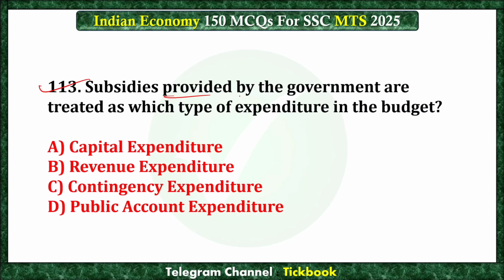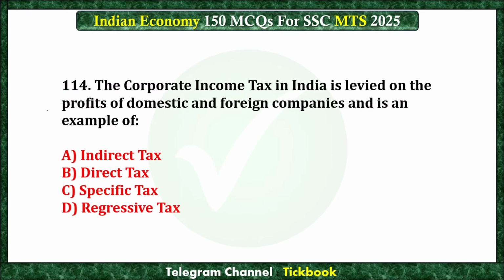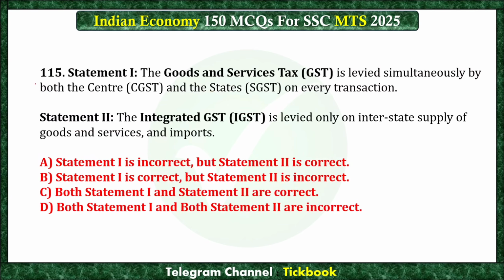113. Subsidies provided by the government are treated as which type of expenditure in the budget? Option number B, revenue expenditure. 114. The corporate income tax in India is levied on the profits of domestic and foreign companies and is an example of... Option number B, direct tax.